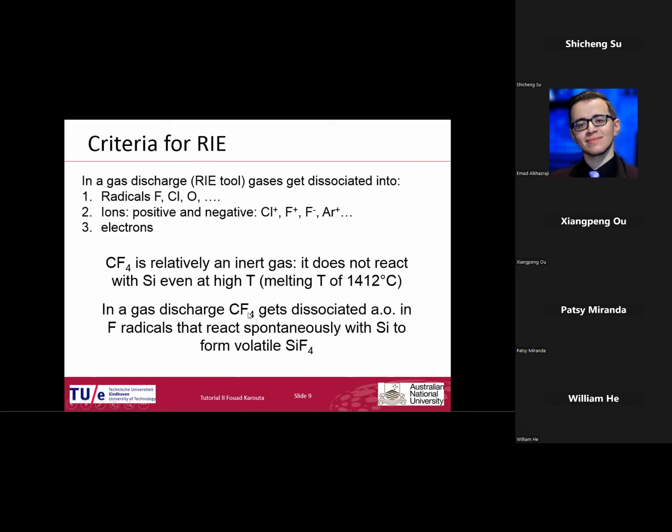But when you put it in a plasma chamber and you ionize the CF4, you dissociate it into fluorine radicals. And the fluorine radical reacts spontaneously with silicon to form silicon tetrafluoride, which is very volatile. So that is the most common etching product when you are etching silicon.